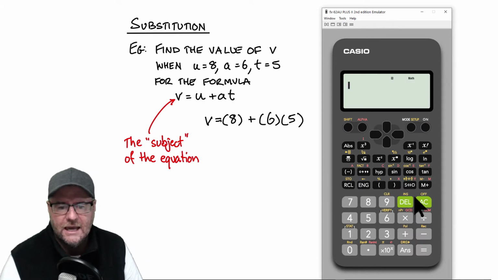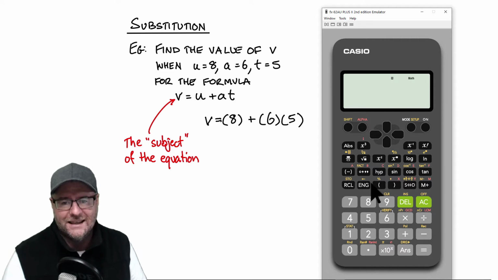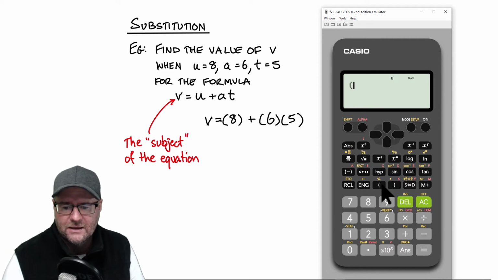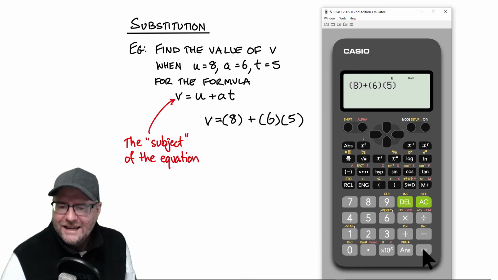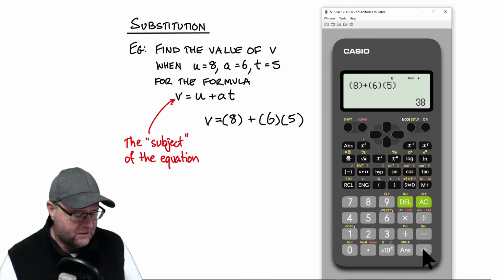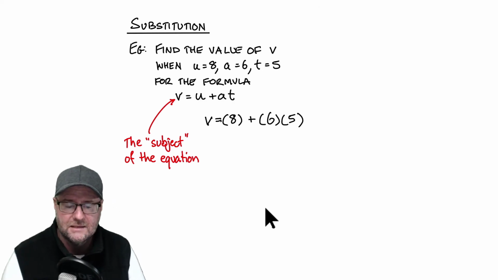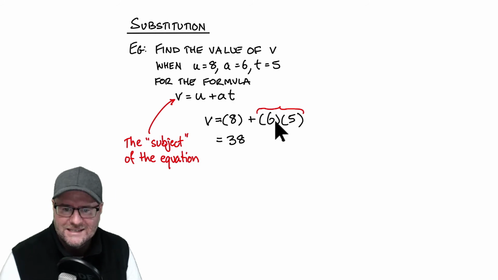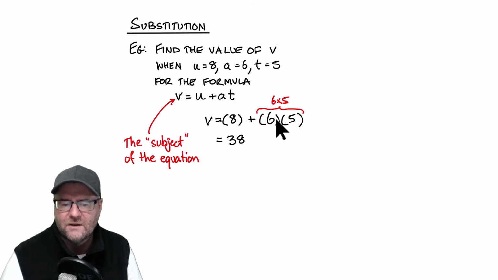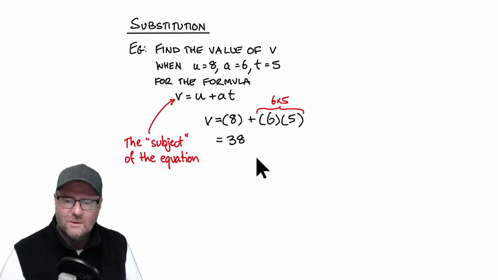FX82AU calculator here, and I am literally going to type in exactly my formula as I see it. Bracket 8, bracket plus bracket 6, bracket 5, bracket. Okay, exactly as I see it. When I hit equals, I get a value of 38, which luckily is our actual answer, 38. Because this bit here means 6 times 5. So 6 times 5 is 30 plus the 8. So that's where my 38 comes from.